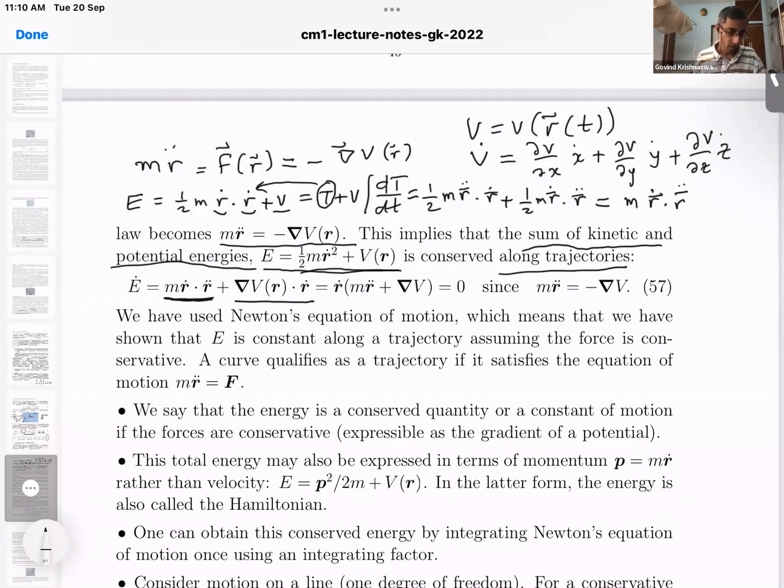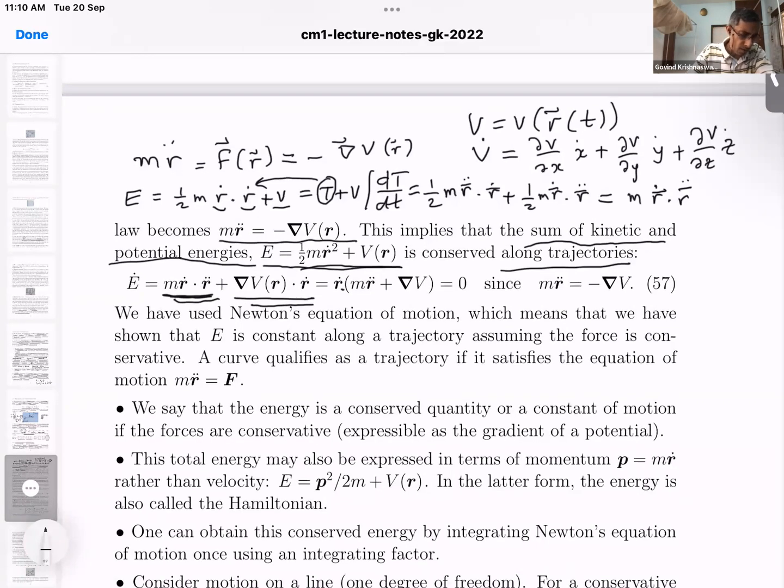Okay, so there we are. We have computed the derivatives of kinetic and potential energies, and we notice that in both terms there is a common factor of r dot, namely the velocity. So let us take that out. There's a velocity taken out, dotted with the remaining stuff, which in the first case is m r double dot, and for the potential is simply the gradient of V. So there we are. This is dE/dt.